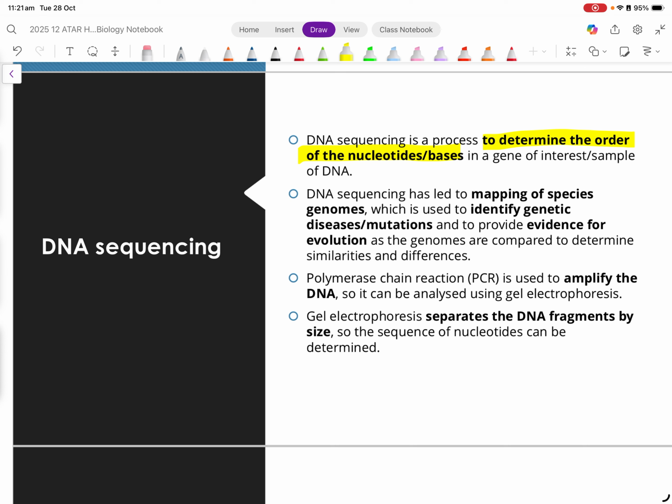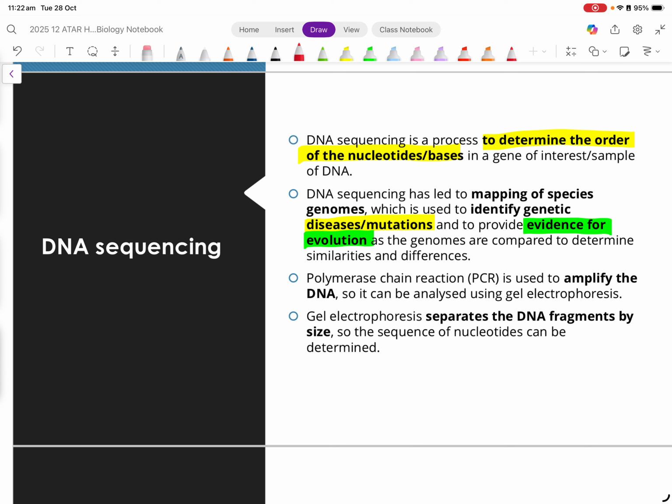DNA sequencing has been really useful for us as humans to not only map out our genome, so the human genome, but also other species' genomes. It's allowed us to identify different diseases and mutations that have arisen from the genetic code. And the focus for us this year is that it's allowed us to identify some of the evidence to suggest this theory of evolution.